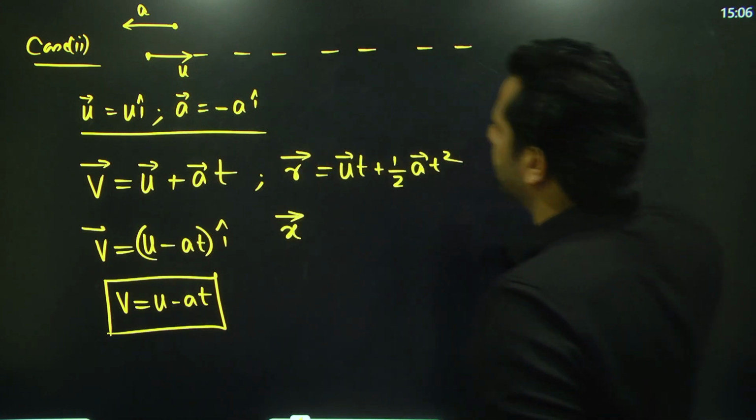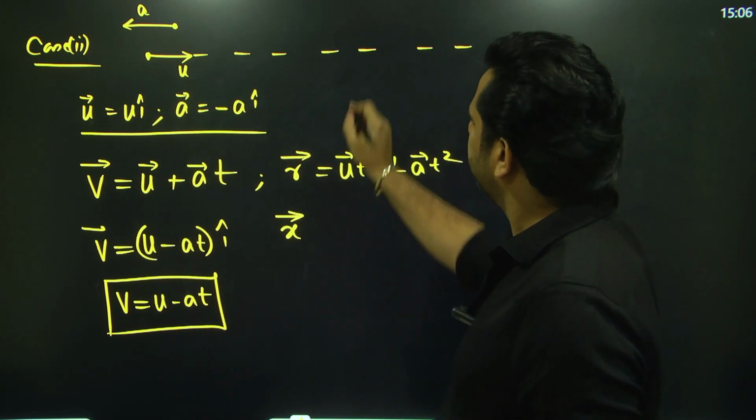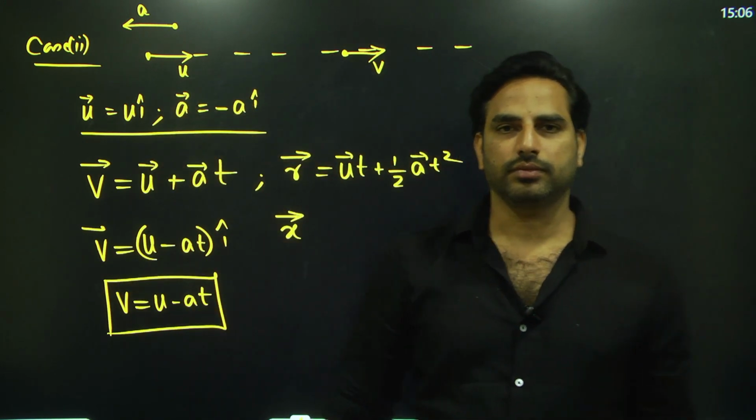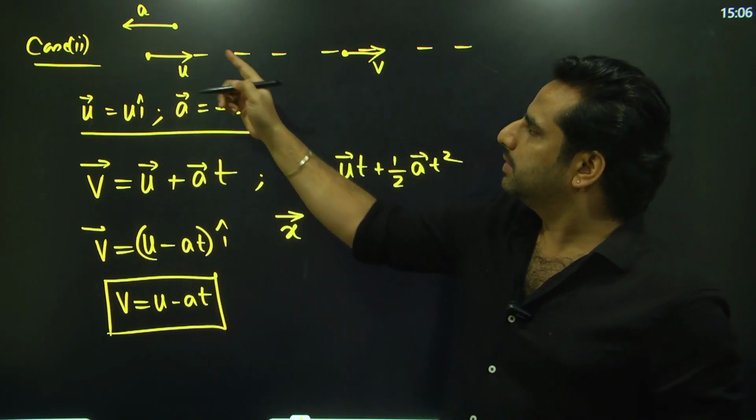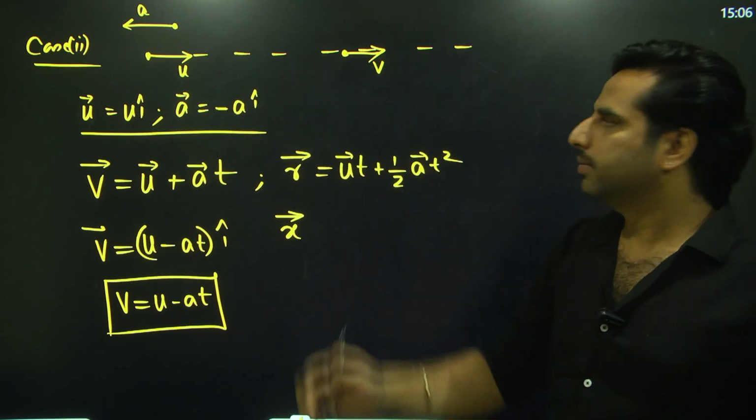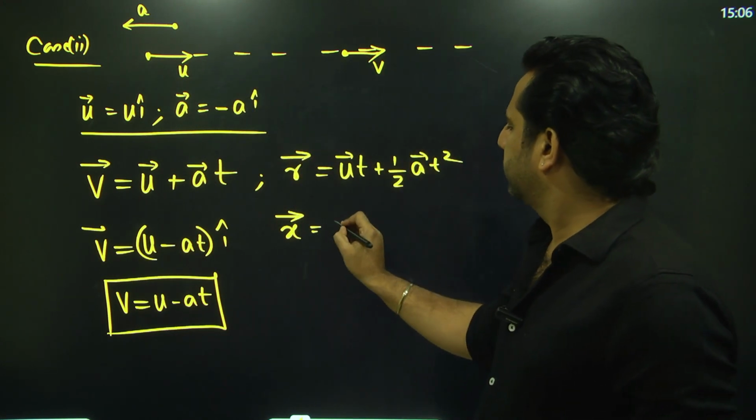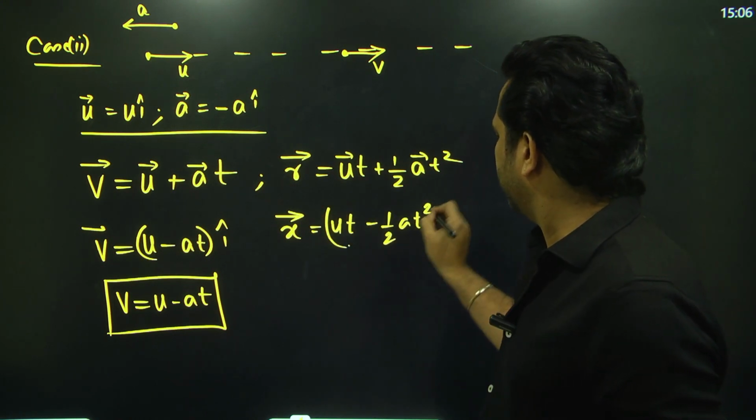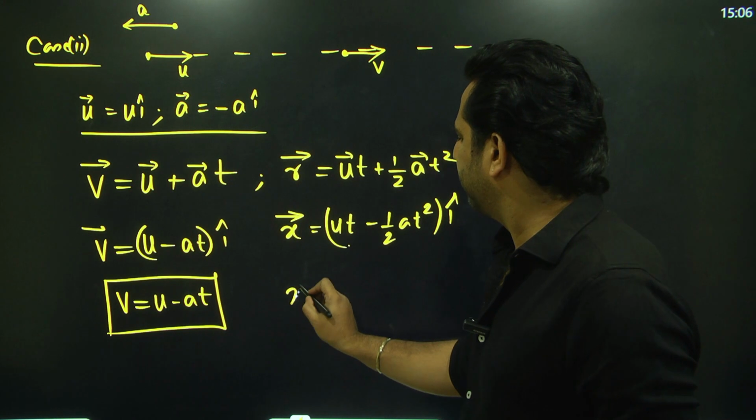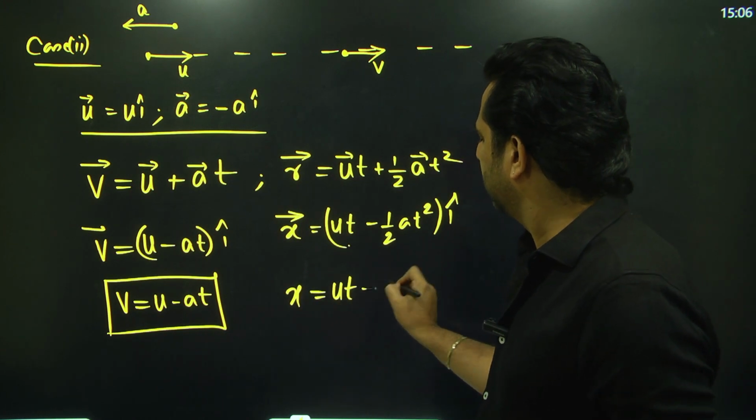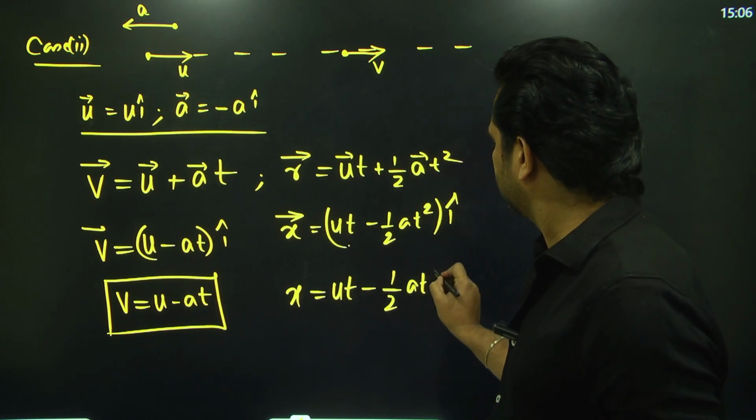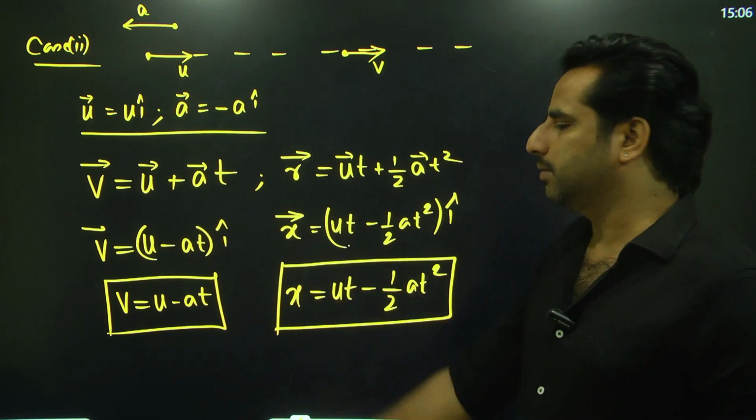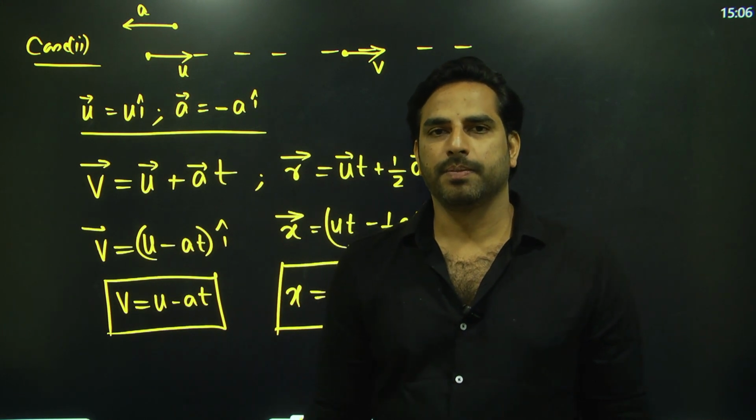So this is the case where the particle is moving in a straight line. After some time, it has got speed v, which is less than the initial speed, because acceleration is opposite and the speed is going on decreasing. Now x bar is ut minus half a t square i cap. So I have another equation, that is ut minus half a t square. So these are the equations which are applicable in this case, and remember again that x is the magnitude of displacement.